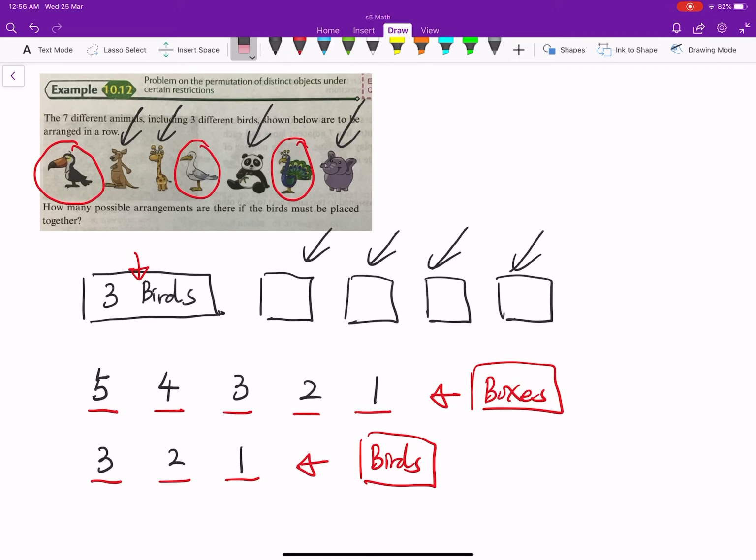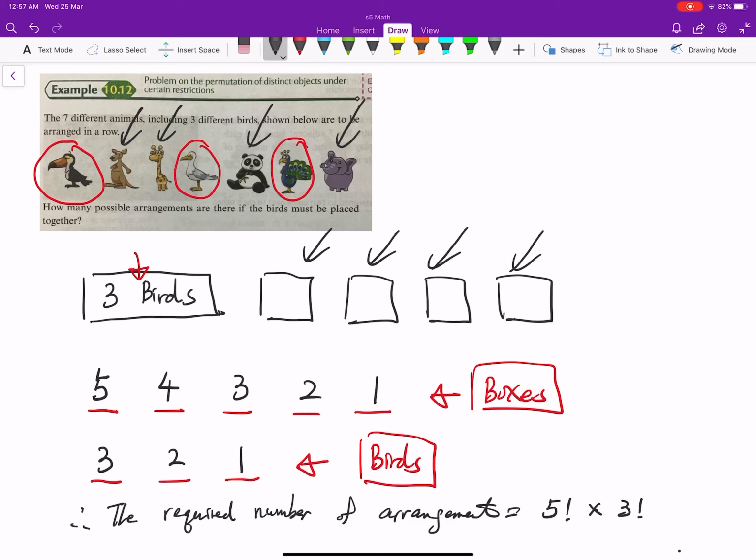So actually the answer will be you multiply the number of choices of the boxes, which is 5 factorial, and then you also need to consider the arrangement of the birds themselves. So we multiply these together. So finally the answer is 720.